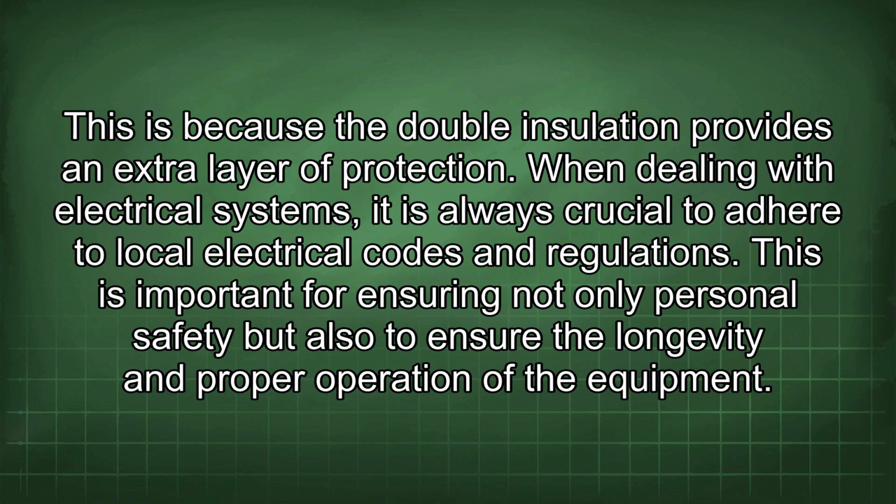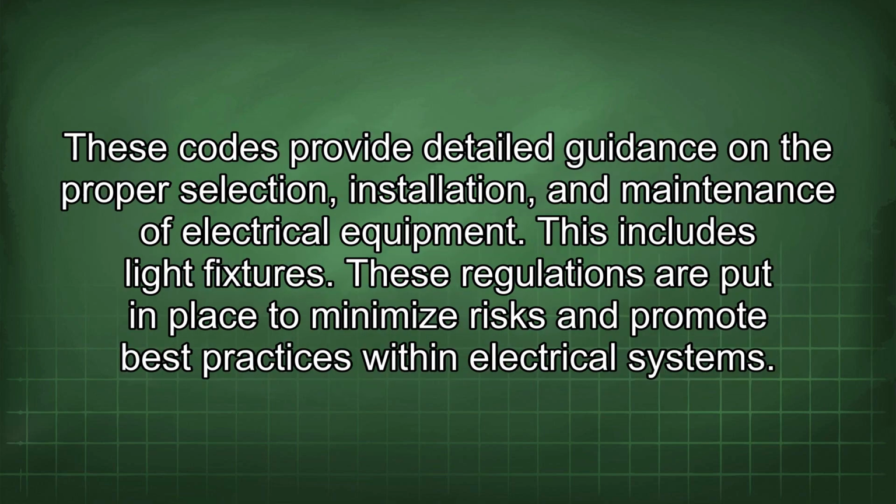When dealing with electrical systems, it is always crucial to adhere to local electrical codes and regulations. This is important for ensuring not only personal safety but also to ensure the longevity and proper operation of the equipment. These codes provide detailed guidance on the proper selection, installation, and maintenance of electrical equipment. This includes light fixtures. These regulations are put in place to minimize risks and promote best practices within electrical systems.